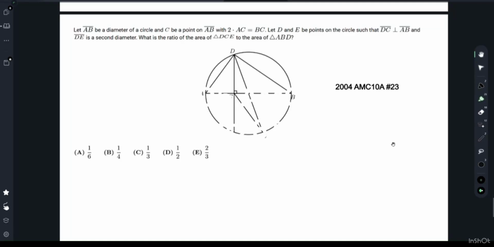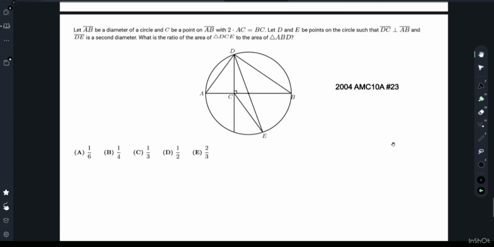Hey guys, today we'll be working on the 2000 problem 23. So let AB be the diameter of a circle and C be a point on AB with 2 times AC equal to BC.